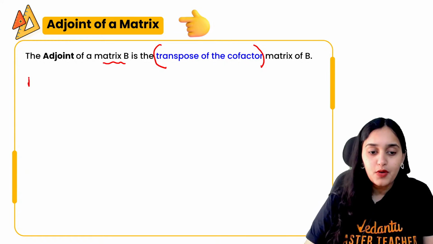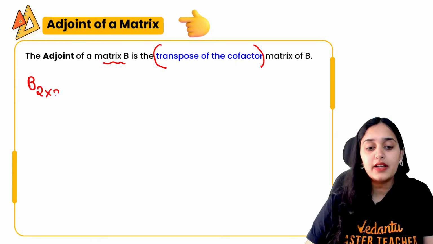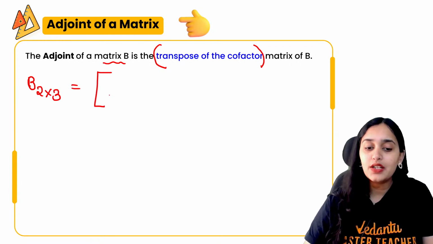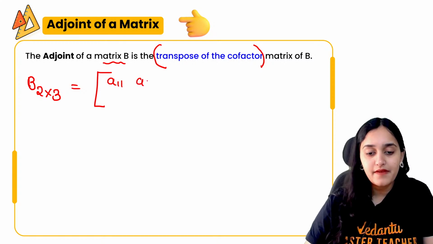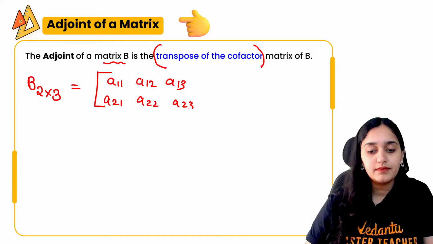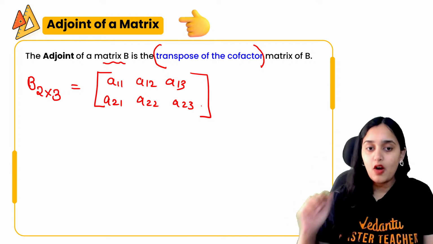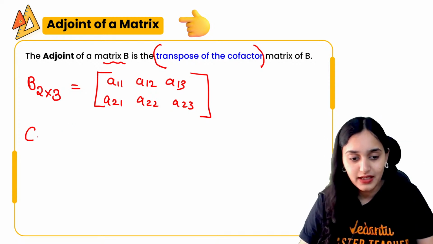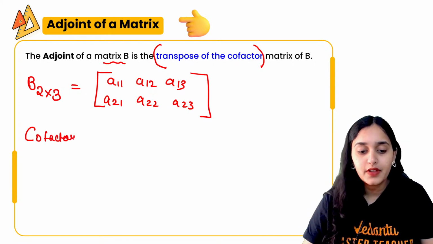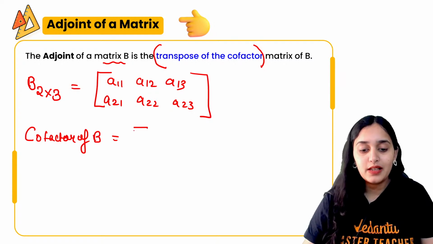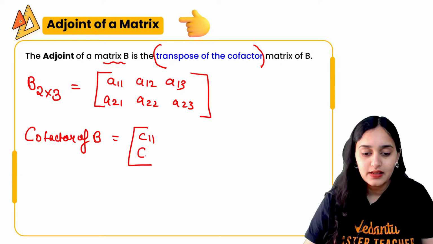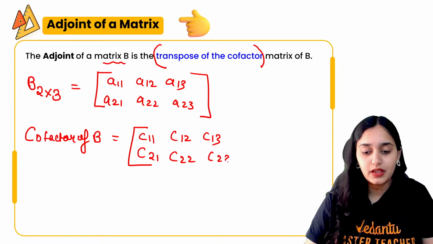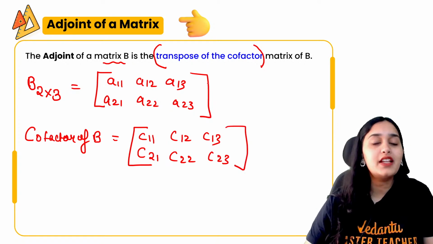So basically, suppose you have a B matrix which is of order 2 cross 3. That means it is having 2 rows. So A11, A12, A13, A21, A22, A23. It is having 2 rows, 3 columns. Now, if I find cofactors of this matrix, so cofactor of B will be having elements C11, C12, C13, C21, C22, C23. These are the cofactors of the given matrix.